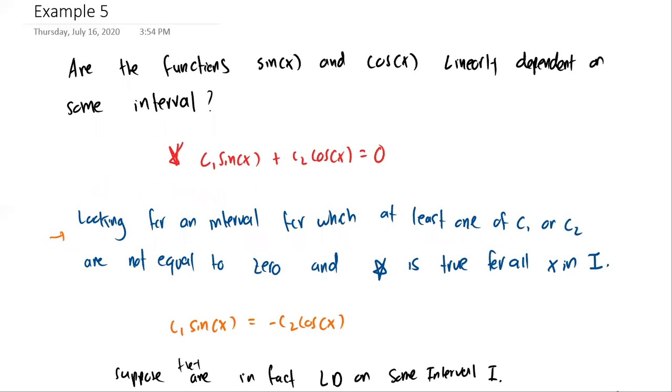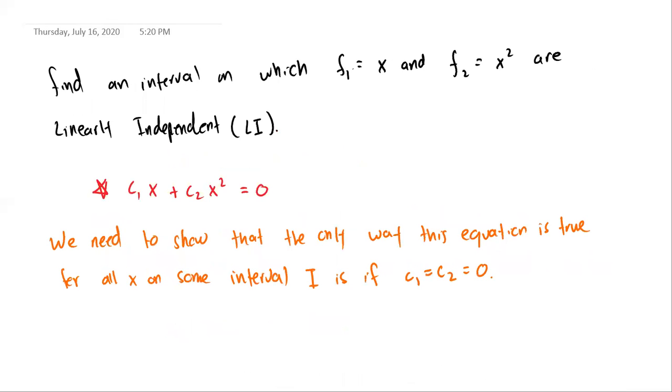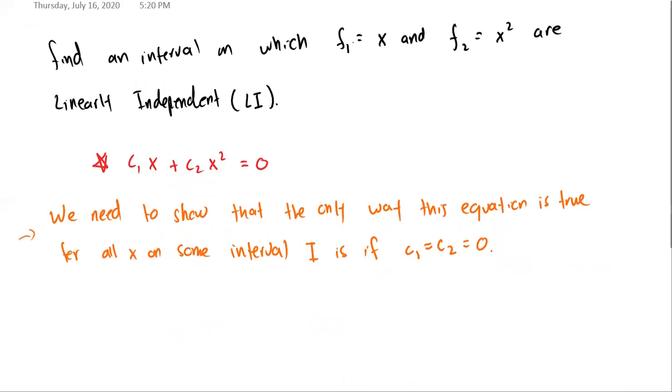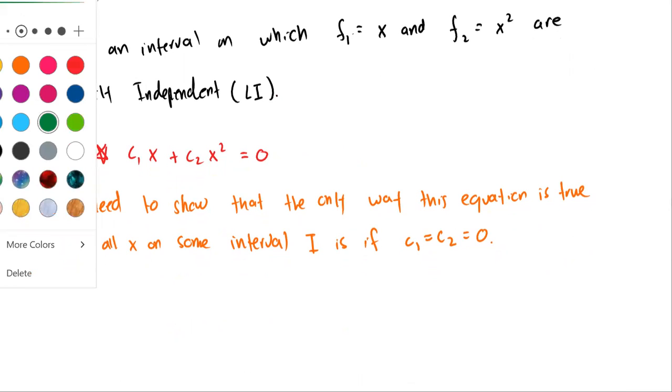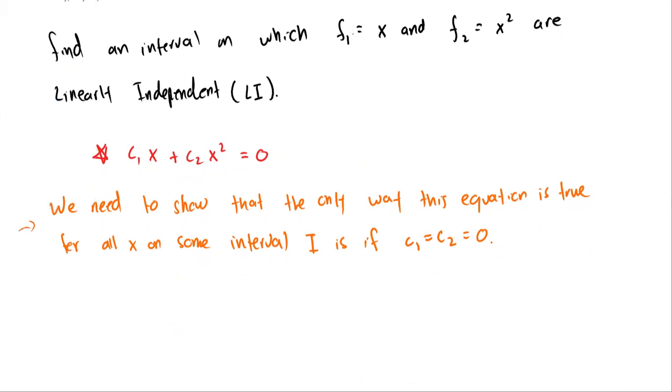Okay, so you saw it in the previous video. I'm not going to go over it again. For linear independence, you start with the same equation, but you want to prove something a little bit different. You want to show that, in fact, the only way this is true for all x in an interval is if the coefficients are both 0. Well, just as before, we can do some rearranging of this equation. So let's subtract, for example, C2 times x squared from both sides.